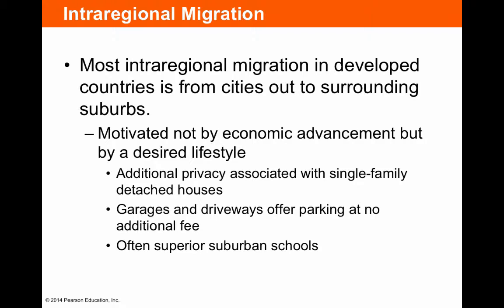So these people are not motivated by economic advancement, but they're motivated by a certain lifestyle. People want a little more privacy, so they don't want to live in an apartment. They don't want to live in a condo. They want to have a house. They want to have a yard. They want to have a garage and a driveway. When you live in an apartment, sometimes you have a garage. Sometimes you just have a thing you park under. Sometimes if you have a garage, you have to pay extra for it. So living in a house in a neighborhood has a really great draw.